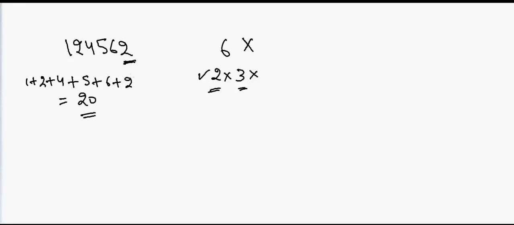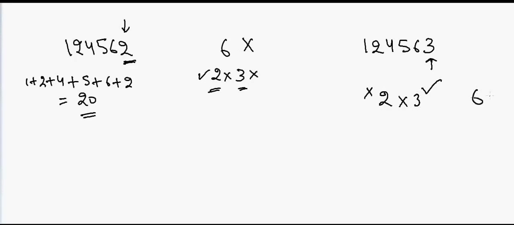But how can we modify this? We can modify this by adding one more number. If I add one more number here, then it will become 1 2 4 5 6 3. But now this number is divisible by 3 but not by 2. So still if we talk about 6, it will not be divisible by 6.